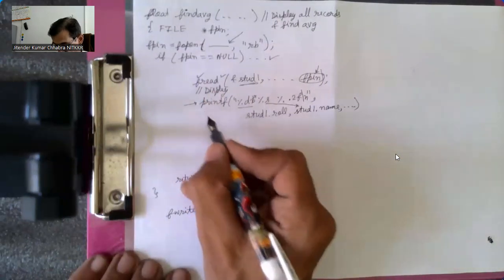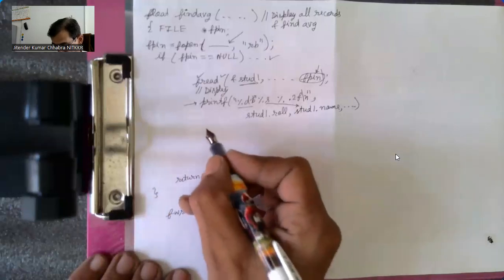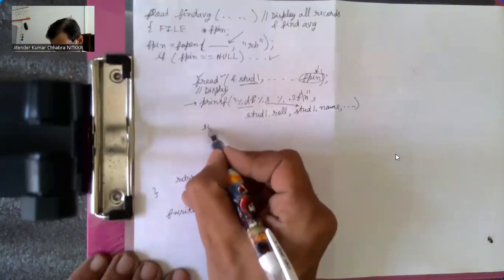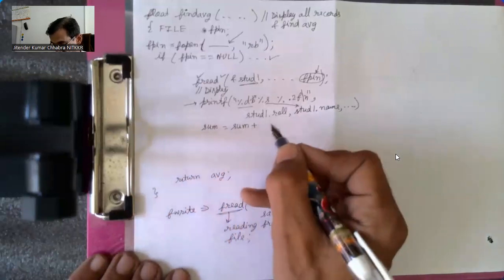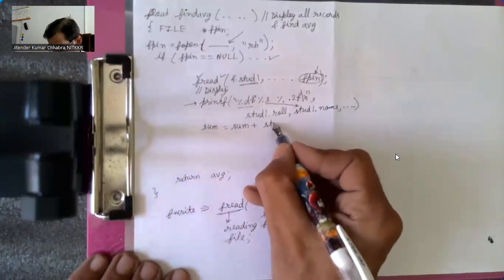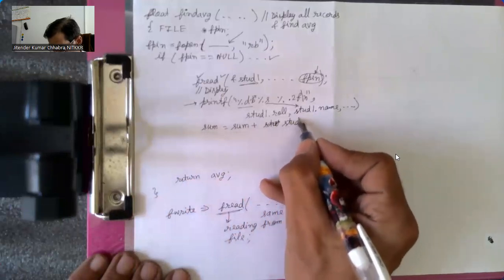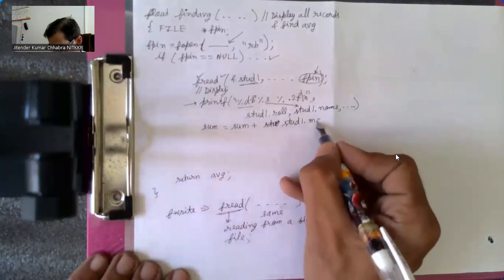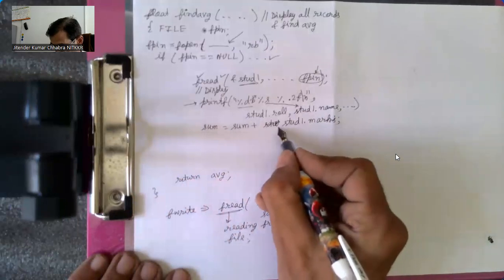And once you have done that, maybe after that you also have to find out your average. So that means your sum should be found. So I will say sum equal to sum plus the new marks which I have read just now. What marks have been read? Student1.marks. Student1.marks. That variable name, etc., you should be able to declare and use.